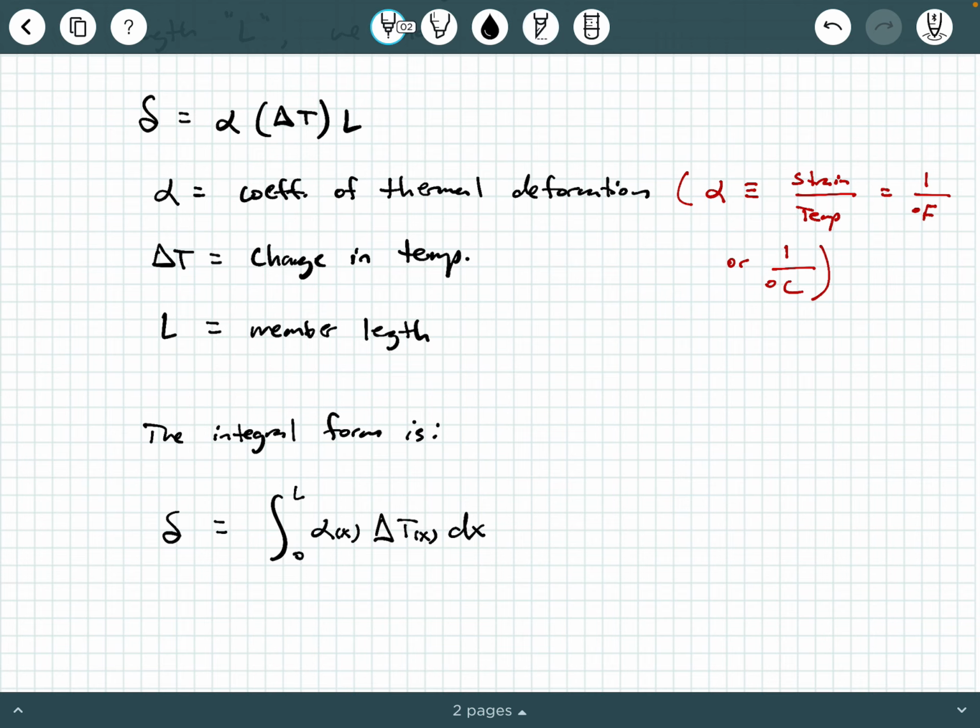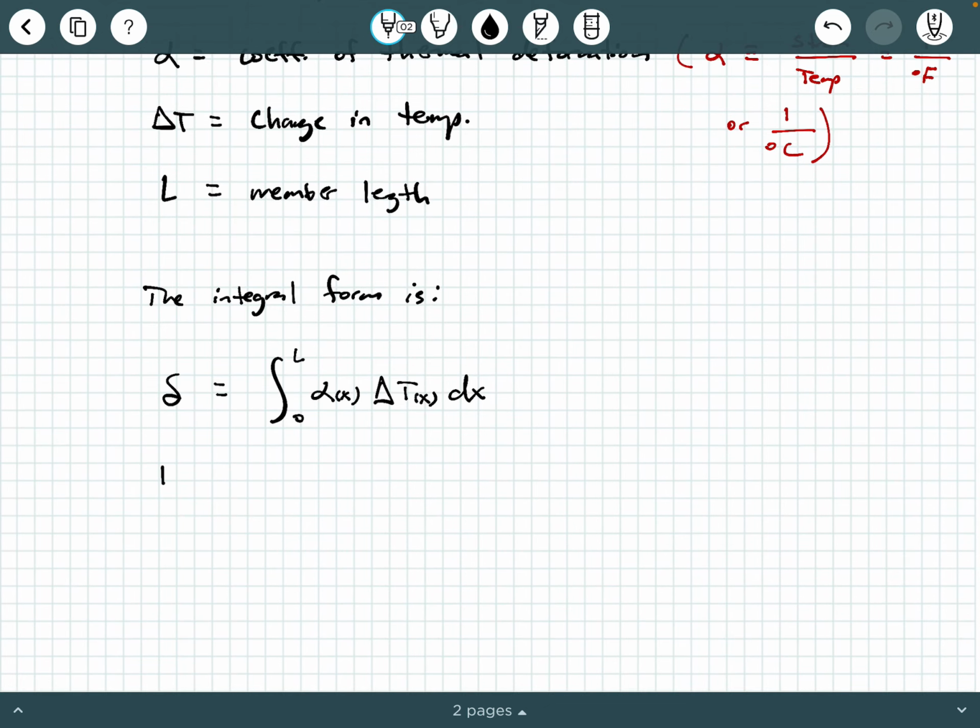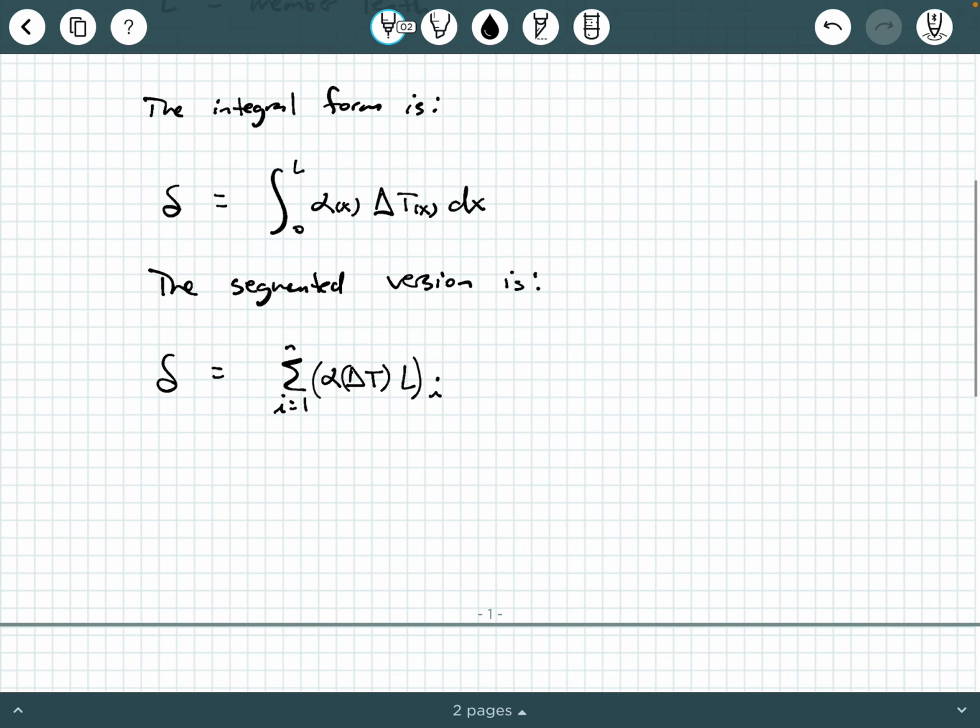That brings me to the next form, the segmented version: delta equals the summation from i equals 1 to n of alpha delta T L, all sub i. If you have segmented bars with multiple segments that each have constant properties, then you can use this summation version of the equation.